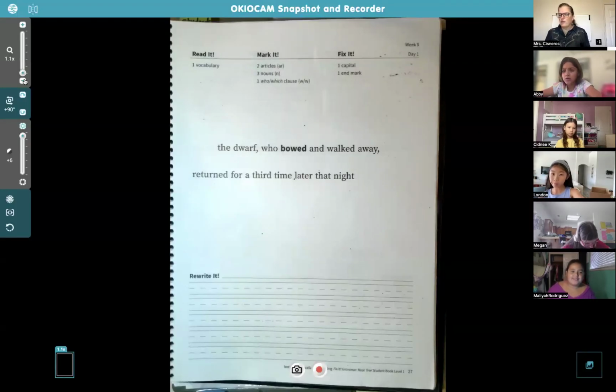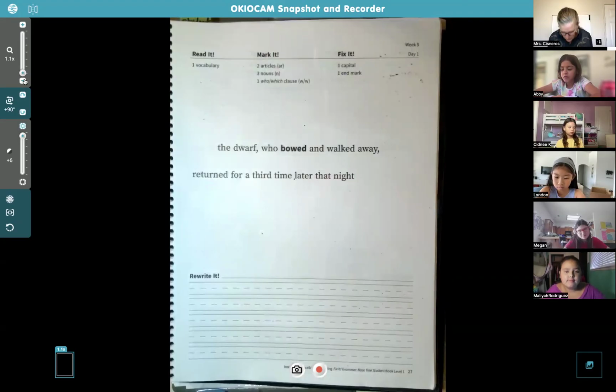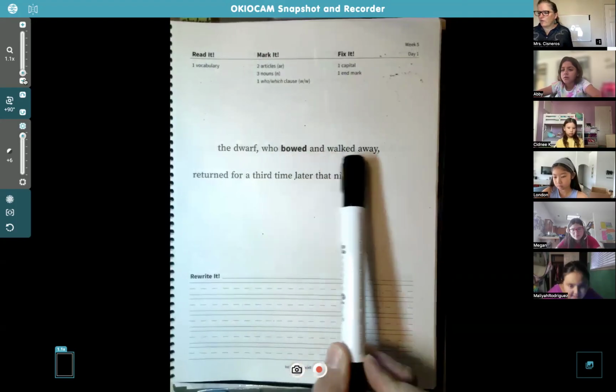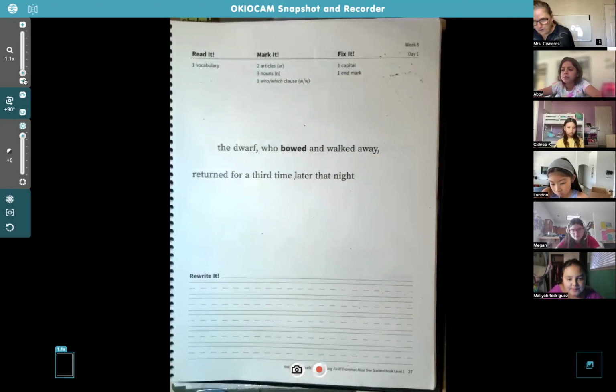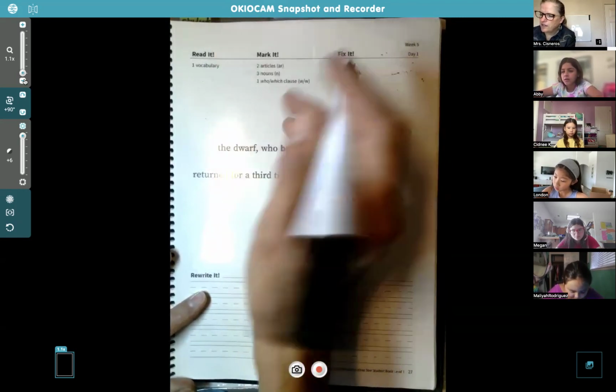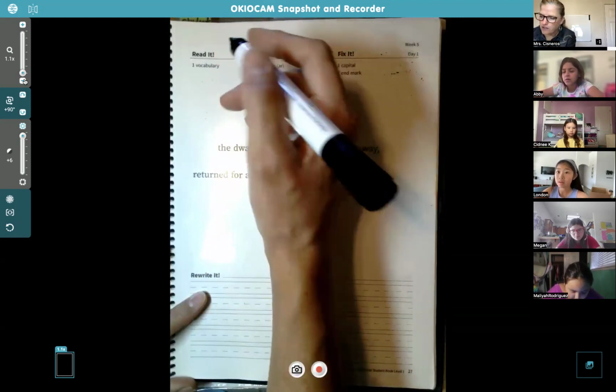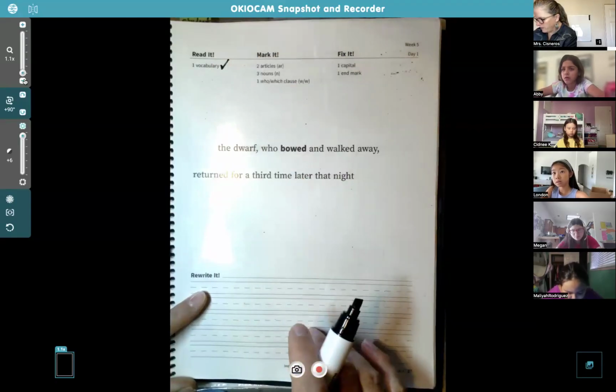Nice, good reading. And we have the word bowed is our vocabulary. It's in dark letters there. And bowed is bending at the waist, right? You bend forward. Usually when you go to a play, and that's at the end and everybody's clapping, they bow as a way of saying thank you, right? So the dwarf who bowed and walked away, he's bowing to them. Okay, so it's a verb, by the way. It's an action. So we're going to put a check by vocabulary.